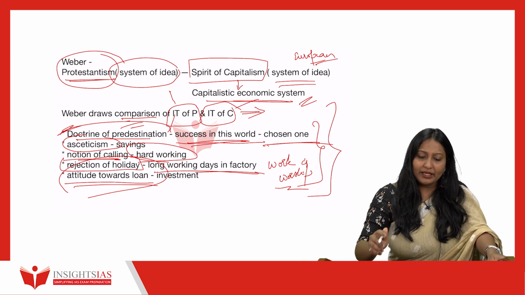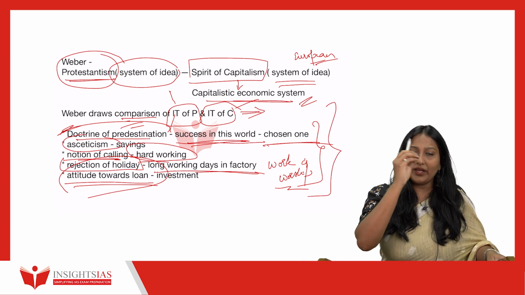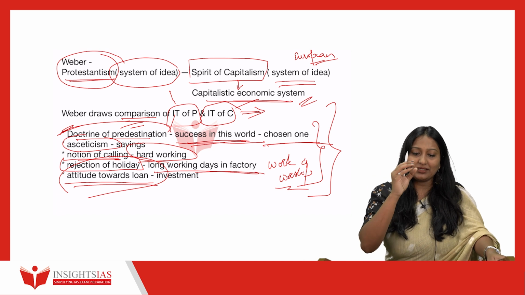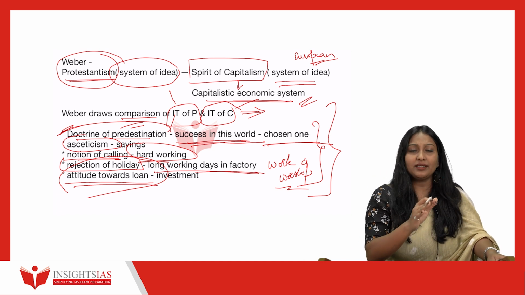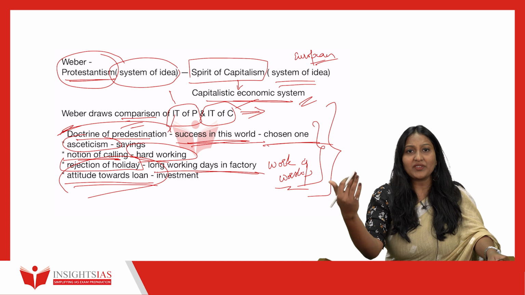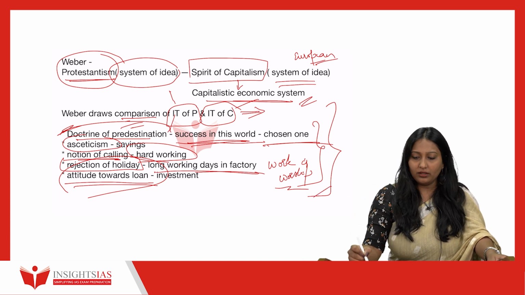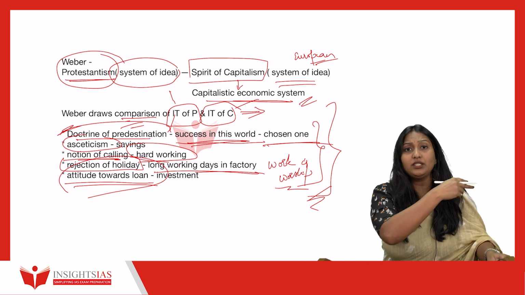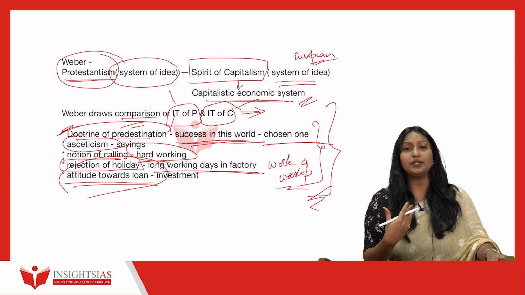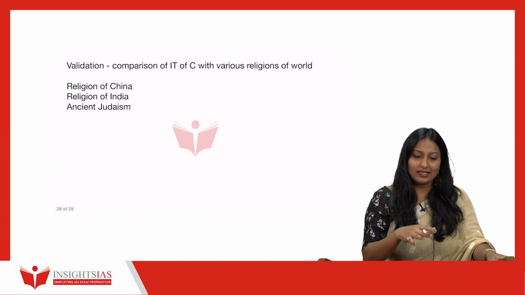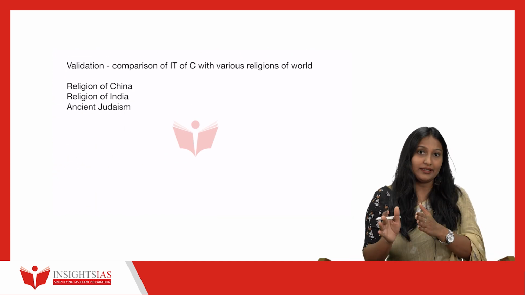Understand? So pick up those points where he has compared the ideal type of Protestant ethics to the ideal type of capitalism. Understand? See, he doesn't stop here. He just doesn't stop here. He further continues his comparative study. So let's talk about that in the next slide.